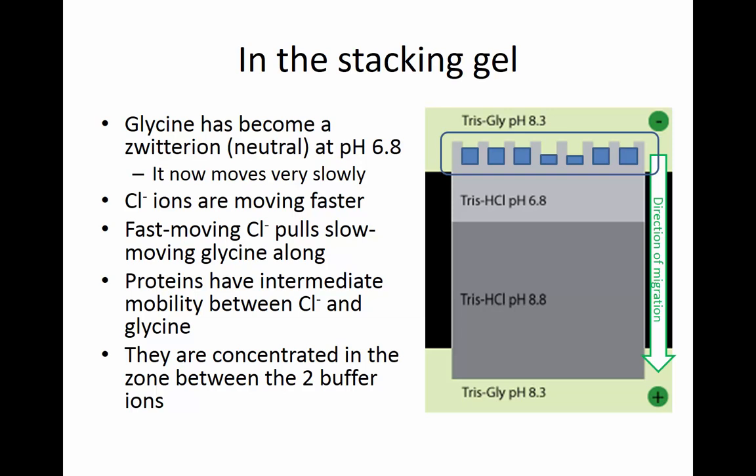Okay, so what happens in the stacking gel? Well, glycine has become a Zwitter ion. It's neutrally charged, or its charges cancel each other out, so now it's going to move very slowly. It doesn't have the same impetus to get from the negative charge to the positive charge. Chloride ions, as part of the tris-HCl buffer, are moving faster. Fast-moving chloride is going to pull slow-moving glycine along. And the proteins have intermediate mobility, somewhere between fast-moving chloride and slow-moving glycine, so they're going to be somewhere in the middle there.